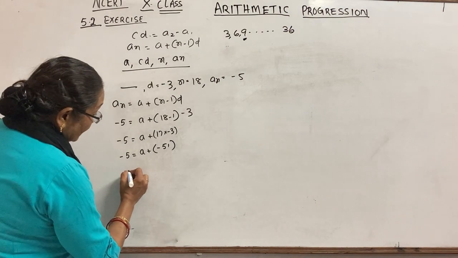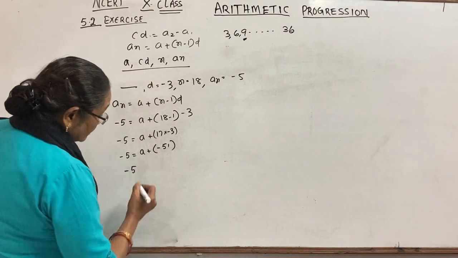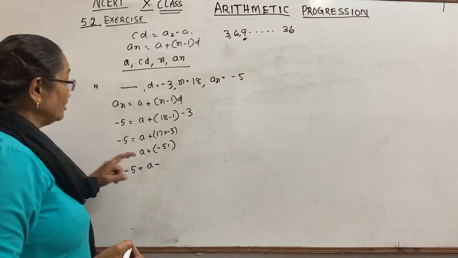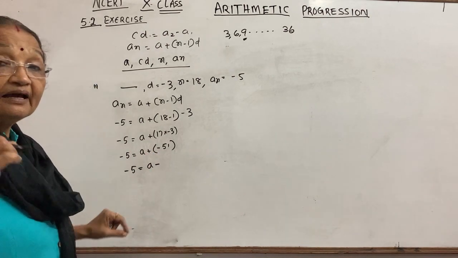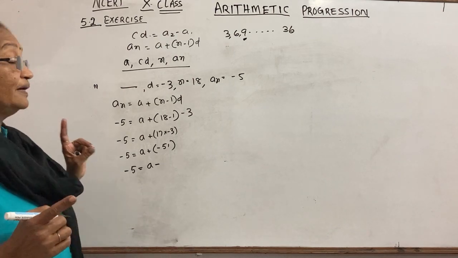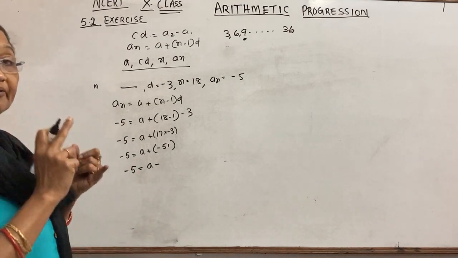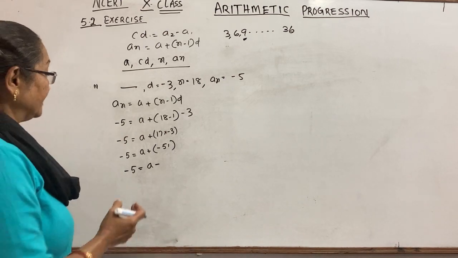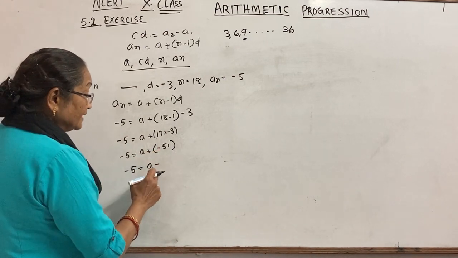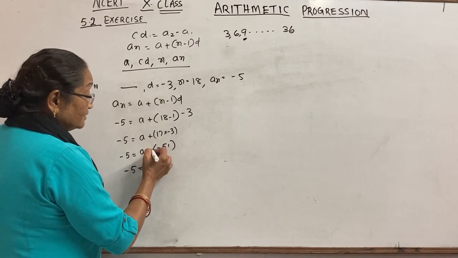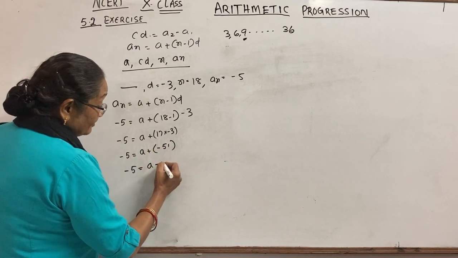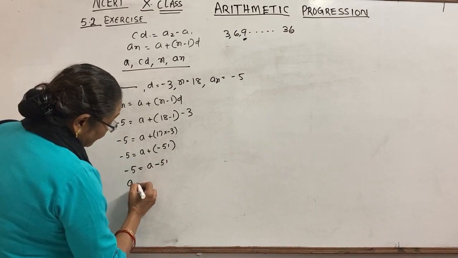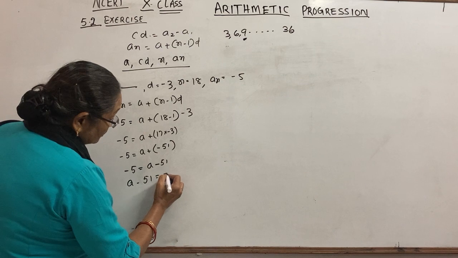So now minus 5 equals a plus into minus is minus. Always put a bracket if any sign is there. Our first duty is to multiply the sign, then multiply with the number. If a variable is there, then you multiply with the variable. Here the sign is there, plus into minus is minus, then the number: 1 5s are 5, 51 is 51. So this is a minus 51 equals minus 5.